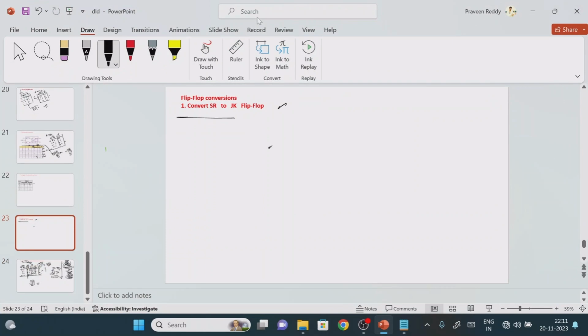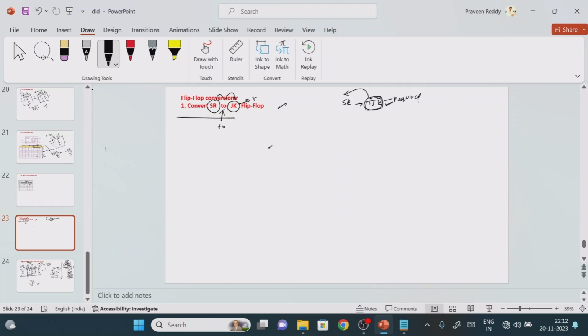Suppose we see here, what is the given question? We need to convert the SR flip flop to JK flip flop. What is the general meaning of this? With the help of the SR flip flop we need to convert to the JK flip flop. It means our final requirement is that we need to have the JK flip flop with the help of the SR flip flop. That is the meaning of SR to JK flip flop.